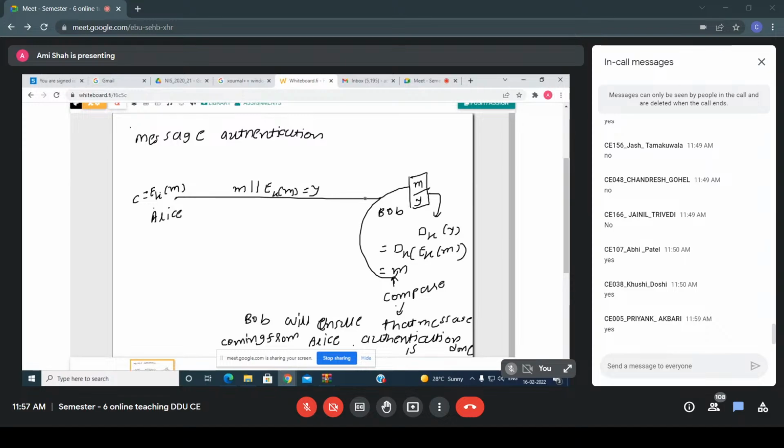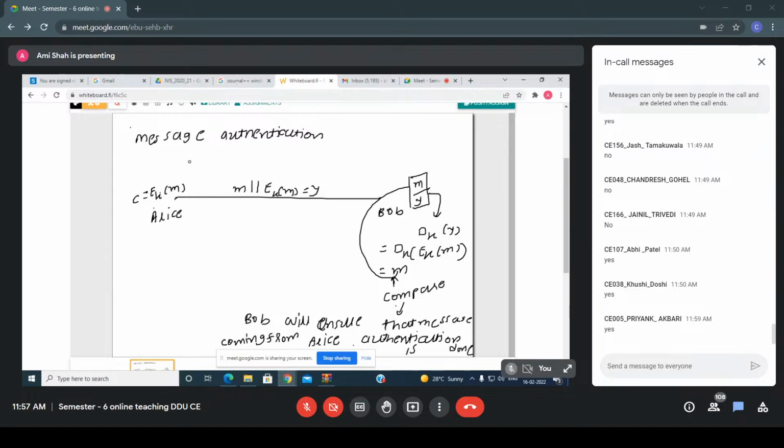Now suppose the message is a big message. Whatever encryption technique we are using, let's say in this scenario a block cipher or stream cipher, if my message is very long, then the encryption becomes very costly.